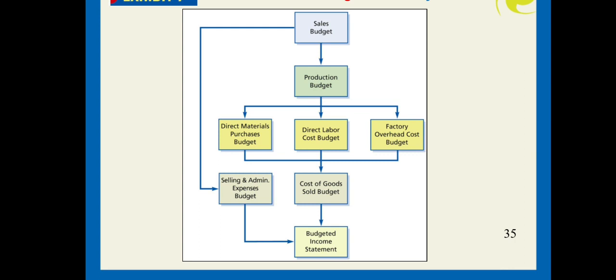Sales budget is related to the selling and admin expenses budget. After you know how many products you will sell, you can calculate how much cost you will have to pay for selling and admin expenses. So after that, you can prepare the last budget in the master budget, which is the budgeted income statement, to know the expected profit or loss for your business.